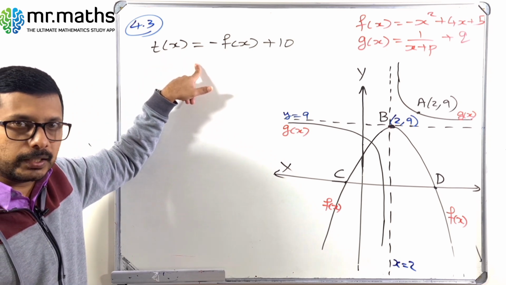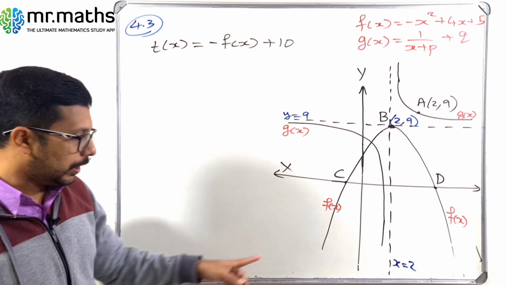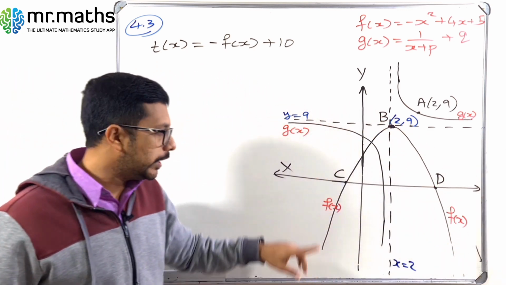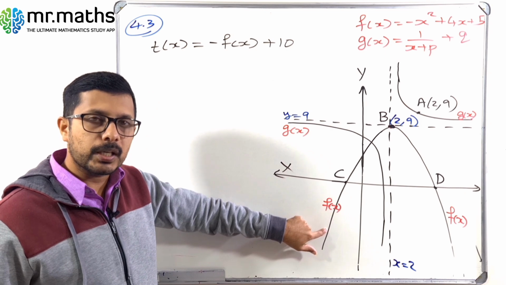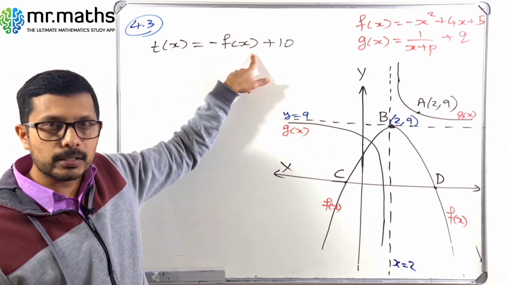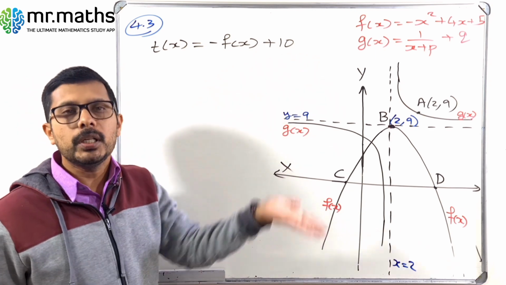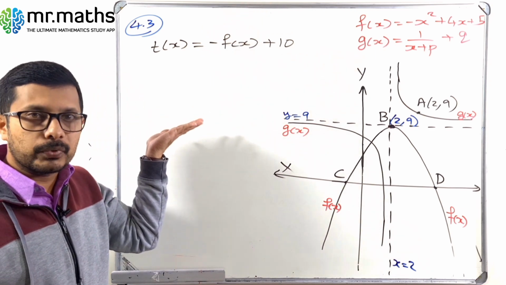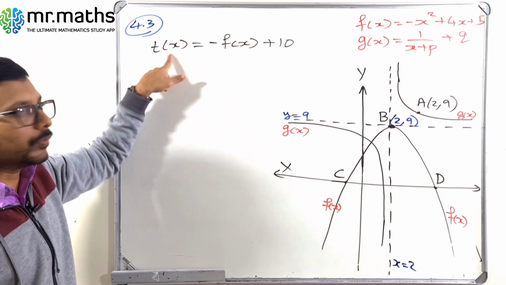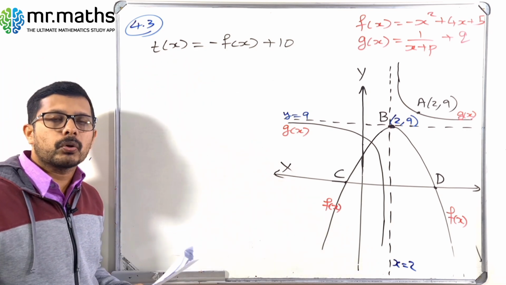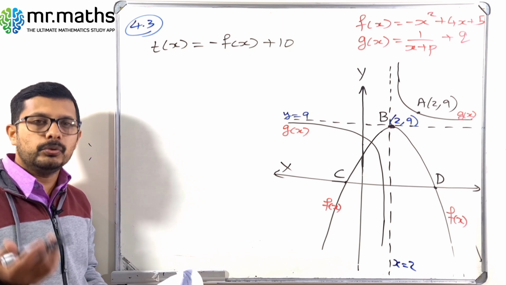Do you understand clearly? Listen once more. This is our normal f of x graph. They made some changes in this normal f of x graph. What are the changes they made? Reflection based on the x-axis, then 10 units upwards. They got a new graph and they called that new graph t of x. And now they are asking what is the nature of roots of that new graph.